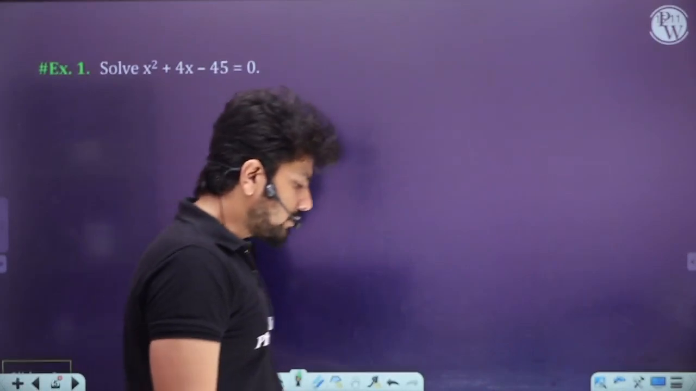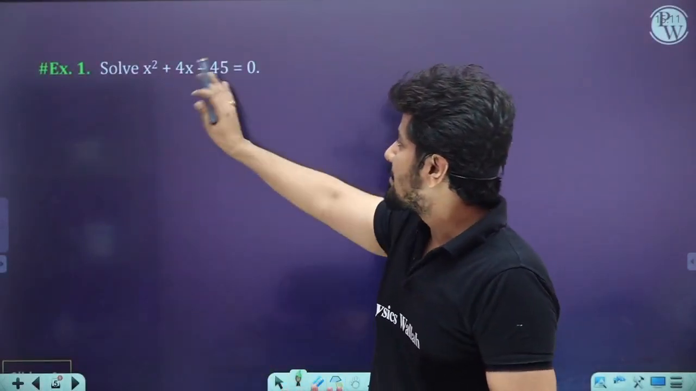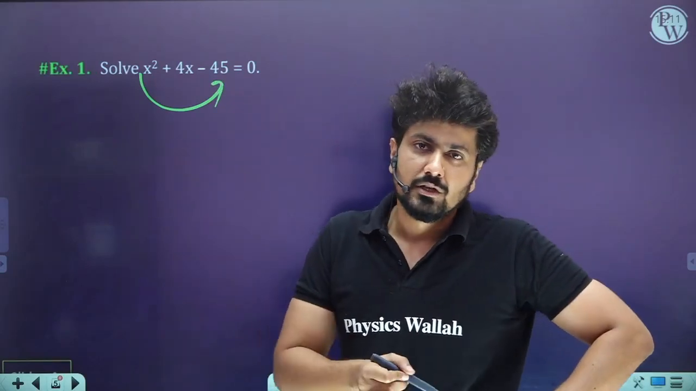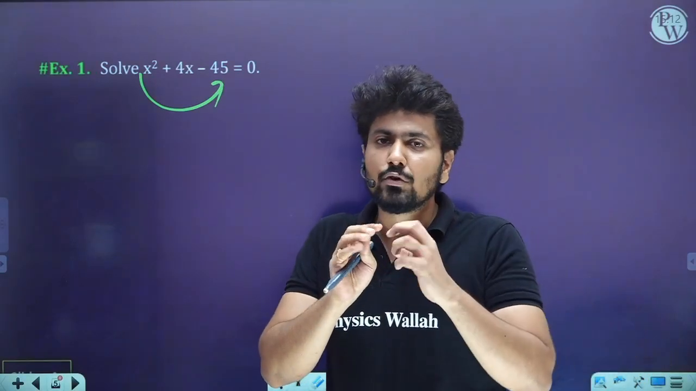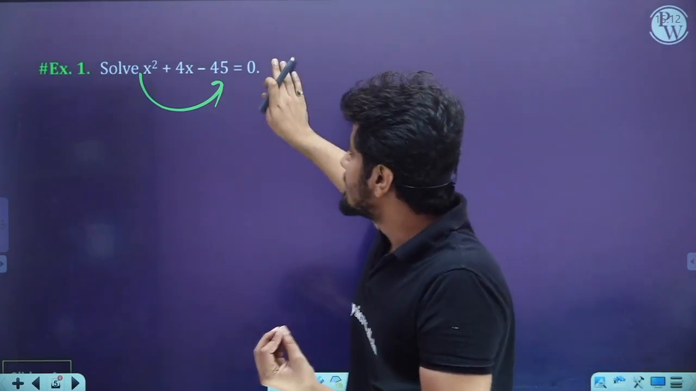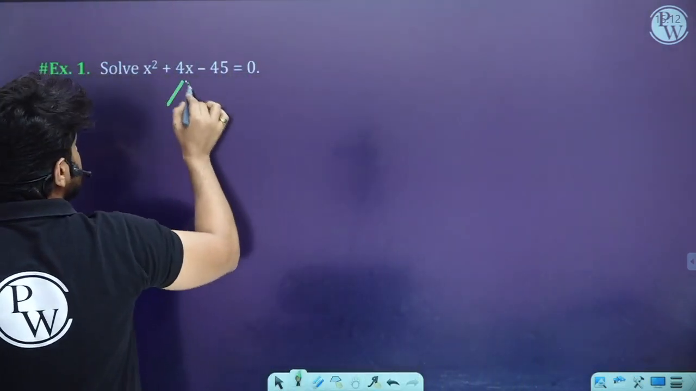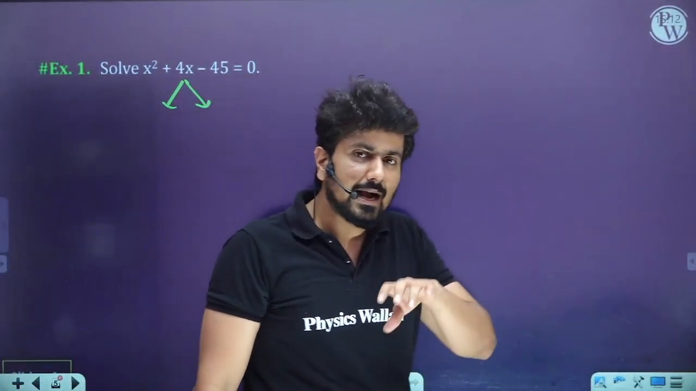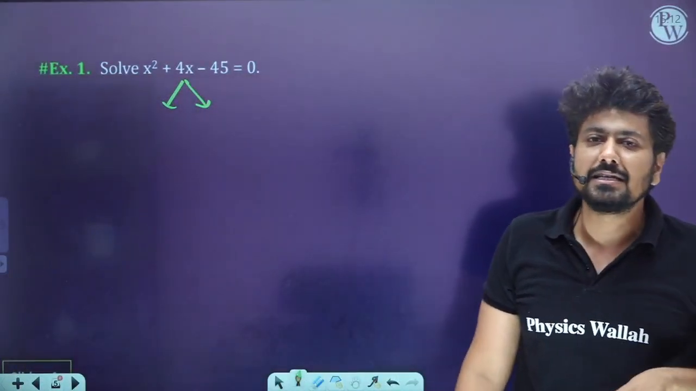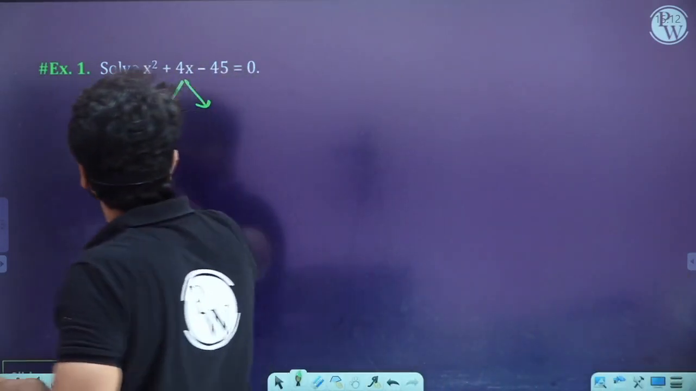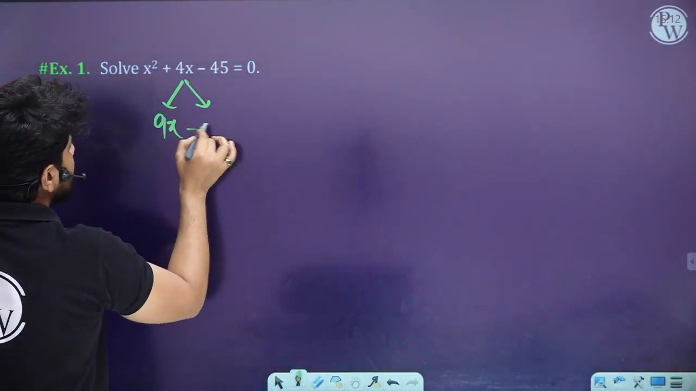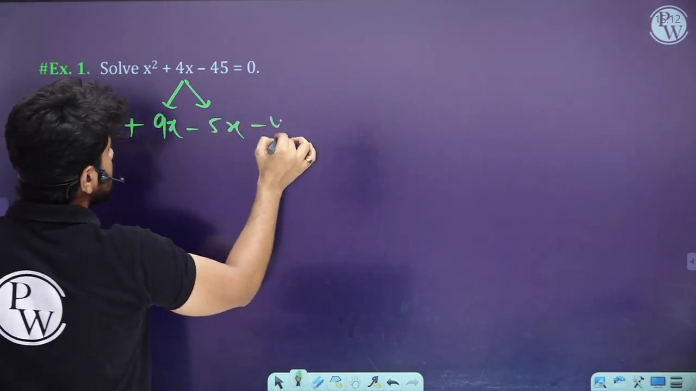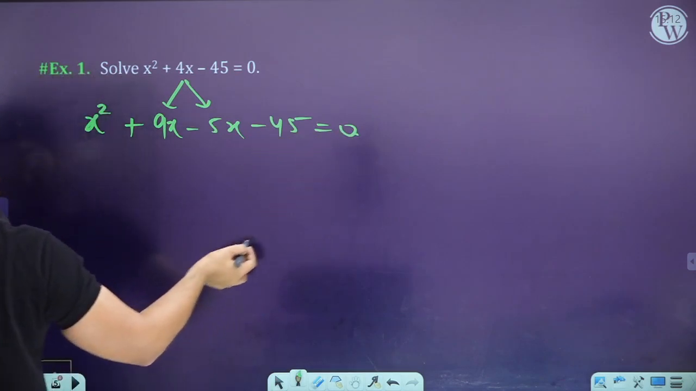So you can easily solve this type of quadratic equation, x square plus 4x minus 45. So basically 1 into minus 45, so minus 45. I want to split this plus 4x into two parts such that their multiplication is minus 45. So I'm going to split this into 9x minus 5x. This is how we are going to be splitting it.